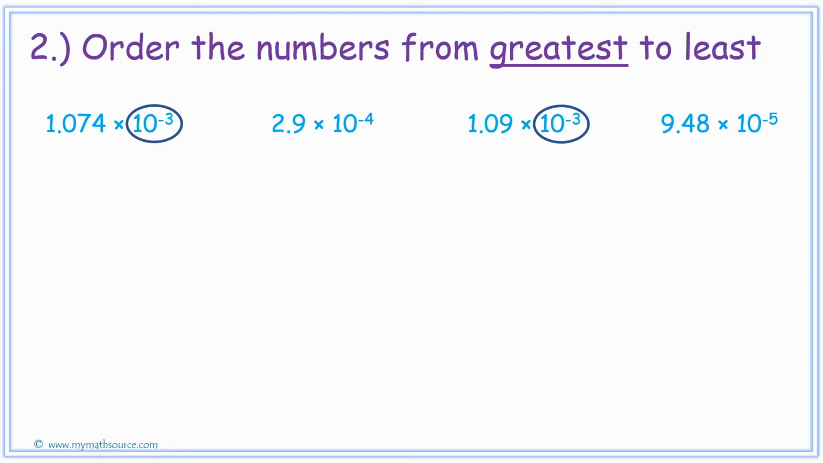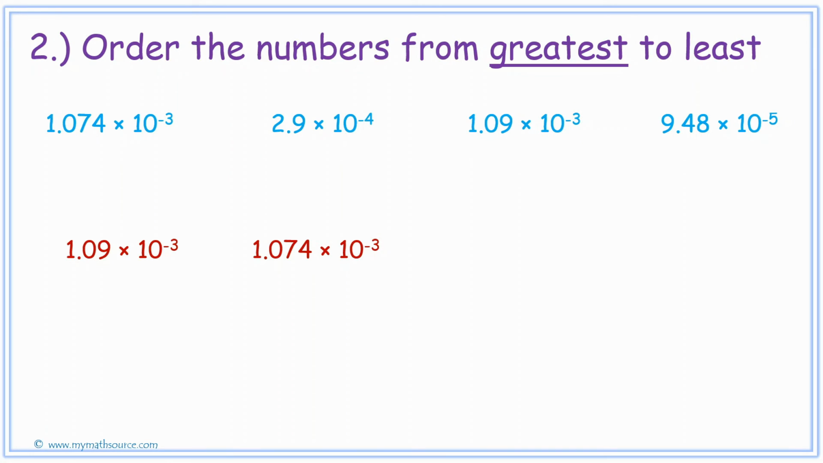However, when we get to the hundredths place, we see that one has 7 and the other has 9. And because 9 is larger than 7, it would mean that 1 and 9 hundredths times 10 to the power of negative 3 is our larger number. Obviously, 1 and 74 thousandths times 10 to the power of negative 3 would be our second number.